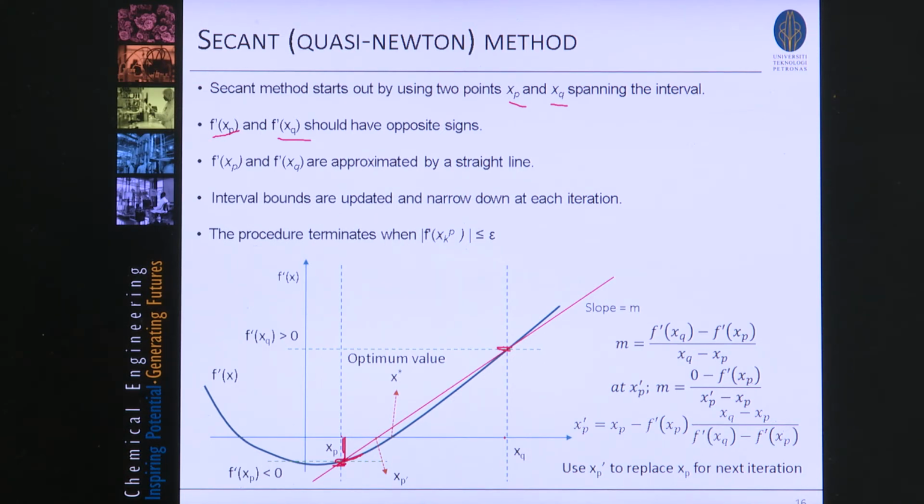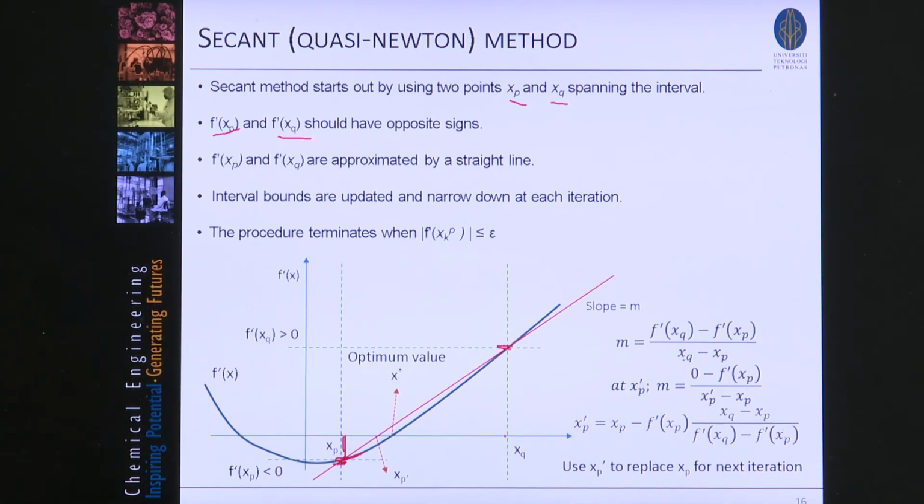And then you can calculate the slope, which is f(xq) minus f(xp) divided by xq minus xp. You can then rearrange this to get the new xp equals xp minus the first derivative of xp multiplied by this slope. And then you get the new xp, so that it eventually gets as close as possible to x star, the optimum value.